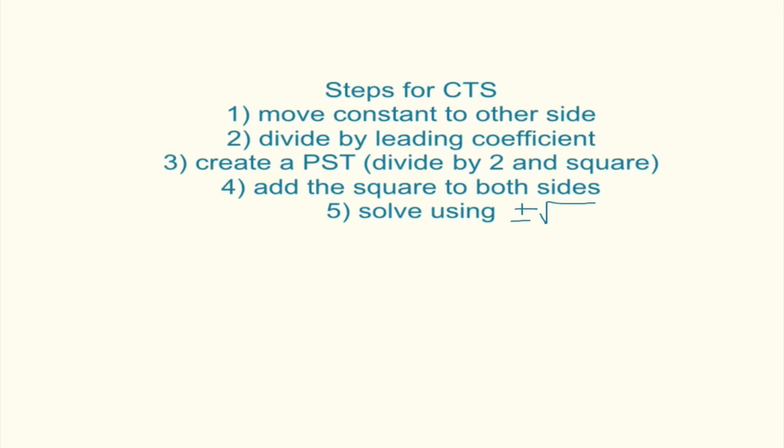So our steps for completing the square. Step number 1, we are going to move our constant over to the other side. Step number 2, I'm going to divide everything by the leading coefficient. Step 3, we are going to create a perfect square trinomial like we just practiced by dividing by 2 and squaring. Then I need to add that square to both sides. Lastly, we are going to factor it and then solve using plus or minus square roots.